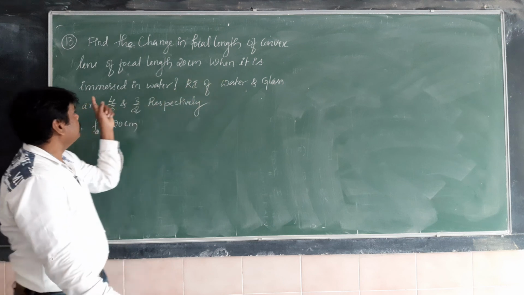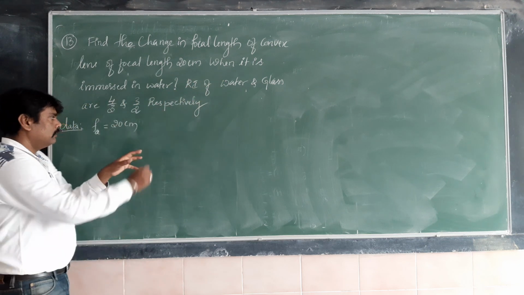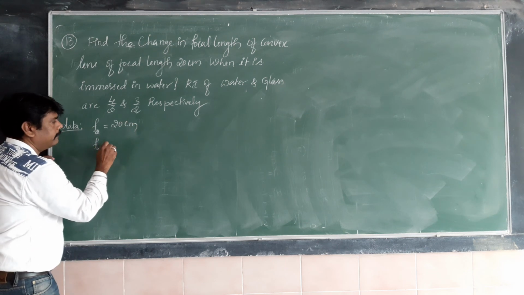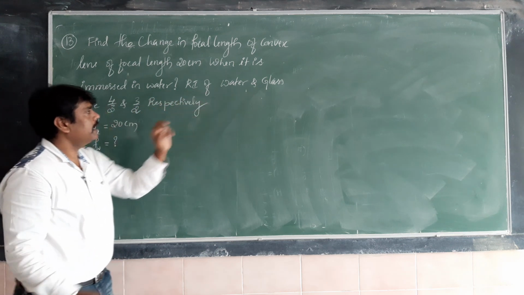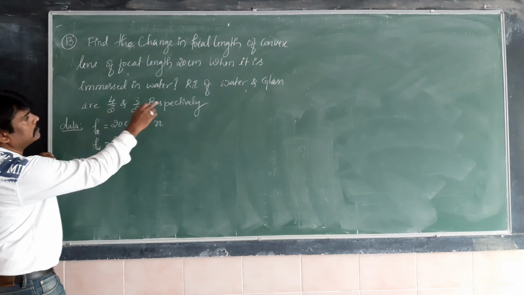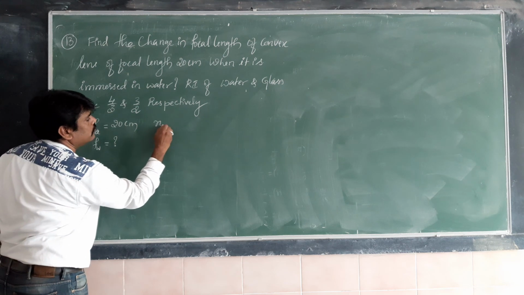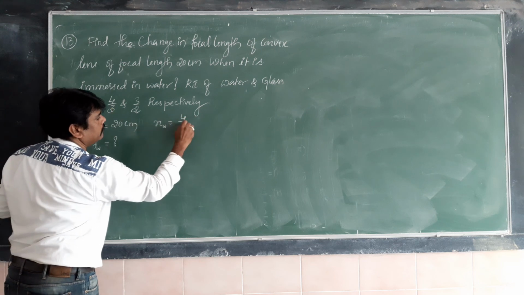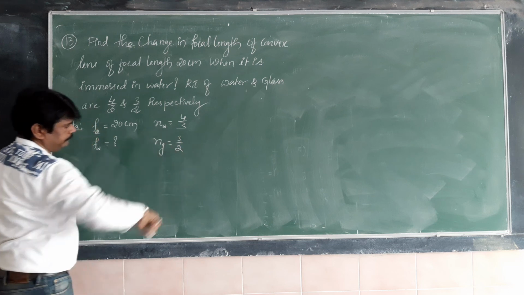Now when it is immersed in water, if the same lens is immersed in water, what happens? The focal length changes. Let us consider that focal length is Fw, that we have to find. Refractive index of glass and water is given. Refractive index of water, I used to represent as Nw, and Nw is equal to 4 by 3. Refractive index of glass is 3 by 2.